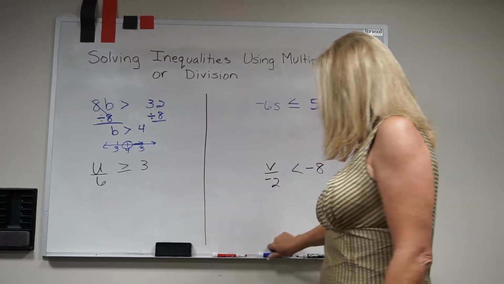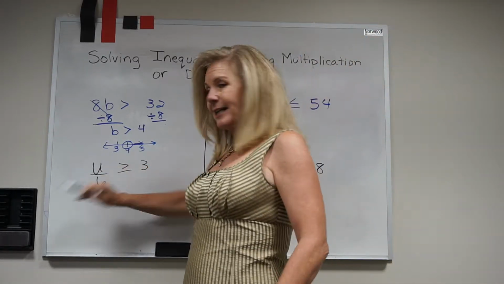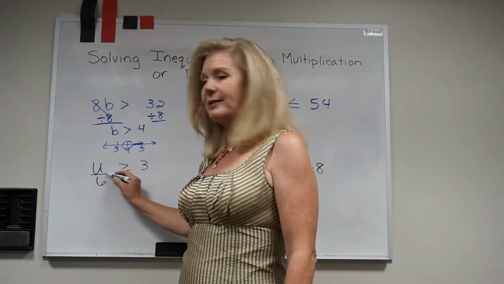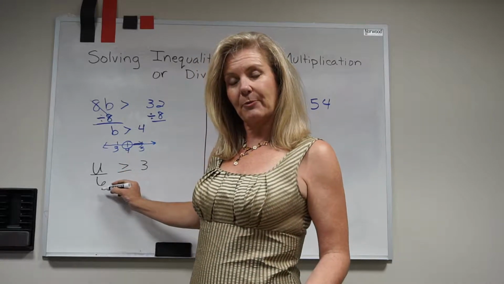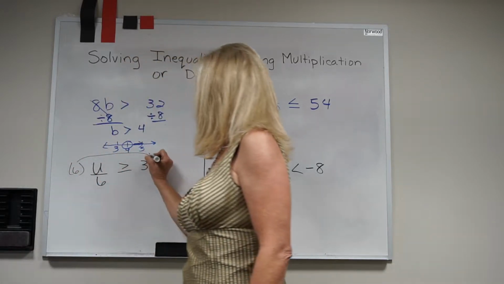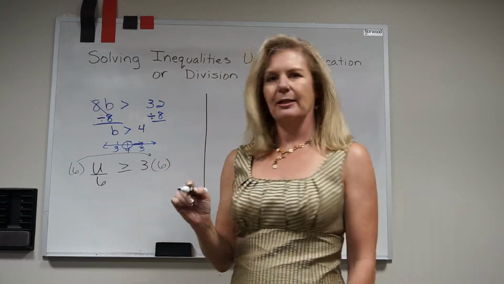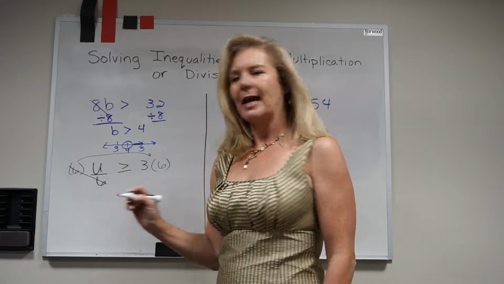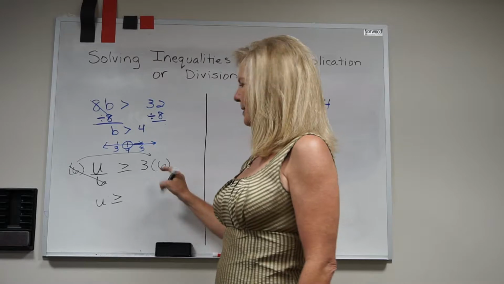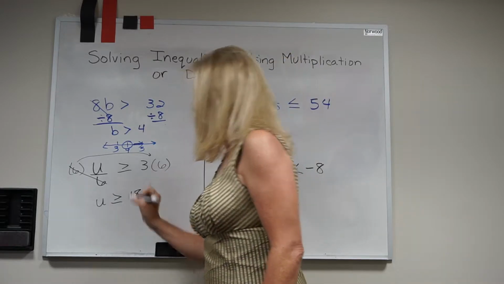Now we can also have a division as well. And we again start on the side that has our variable. And I see this is u divided by 6. The inverse operation of division is multiplication. But whatever I do on one side, I want to do on the other side. So these are canceled out. I'm left with u is greater than or equal to 3 times 6 is 18.